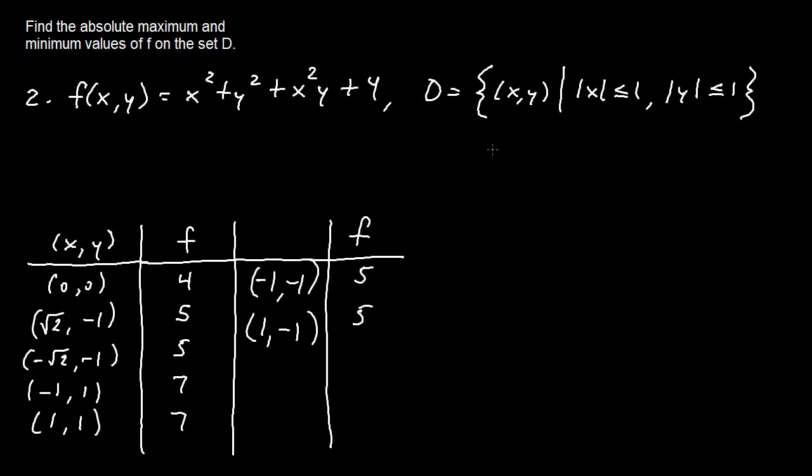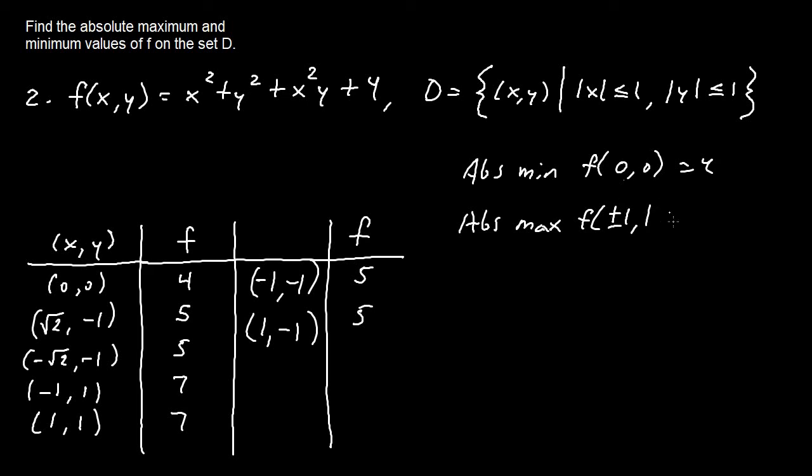Looking at this chart, we can say that there is an absolute minimum value at f of the point (0, 0), which gives us a value of 4. And there are absolute maximum values this time at (negative 1, 1) and (1, 1). So I can say plus or minus 1, comma 1, and both points give us a value of 7.